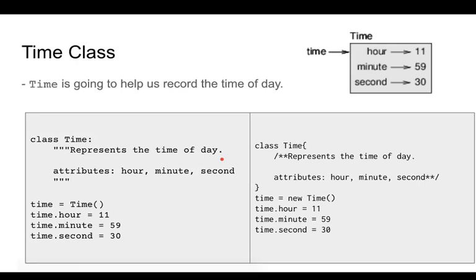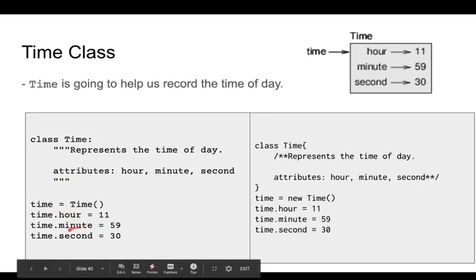So for the time class, we'll be working with this this week for the lectures. And time is going to help us record the time of day. It works just as we think it does. As you expect, it has an hour, a minute, and a second attribute or field.